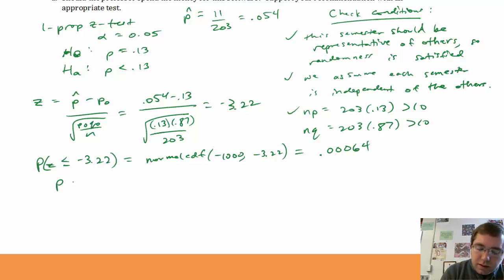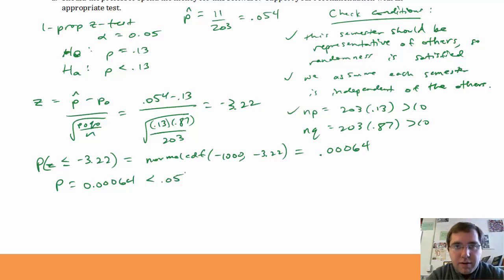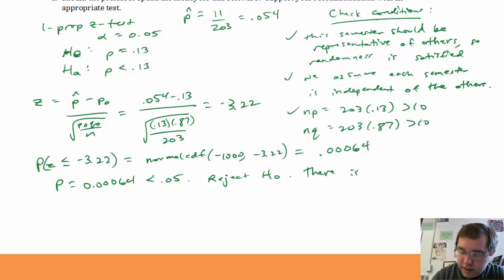So, we make our conclusion. P, which is 0.00064, certainly less than our alpha, which is 0.05. P is less than alpha. The immediate conclusion is reject H naught. The implication is there is convincing evidence. Anytime we reject H naught, we say there is convincing evidence for the alternative hypothesis.